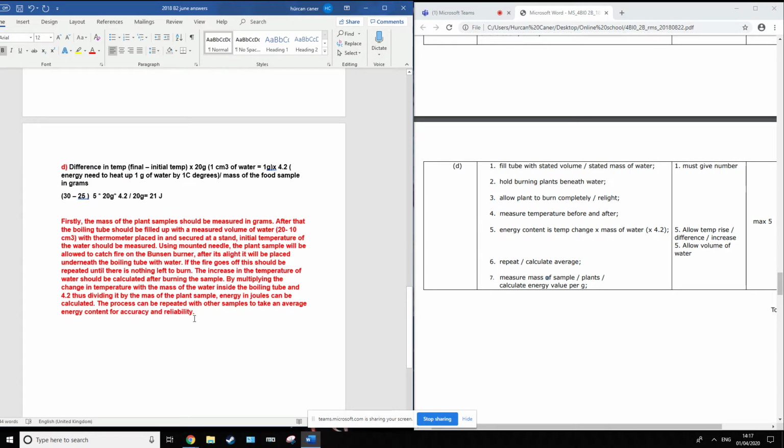Let's read this again. Firstly, the mass of the plant samples should be measured in grams. After that, the boiling tube should be filled up with a measured volume of water, about 20 or 10 centimeter cubes. Why do we do this? We do this in order to calculate the grams of water easier. With thermometer placed in and secured at a stand, initial temperature of water should be measured. Using the mounted needle, the plant sample will be allowed to catch fire on the Bunsen burner. Let's say Bunsen burner flame.